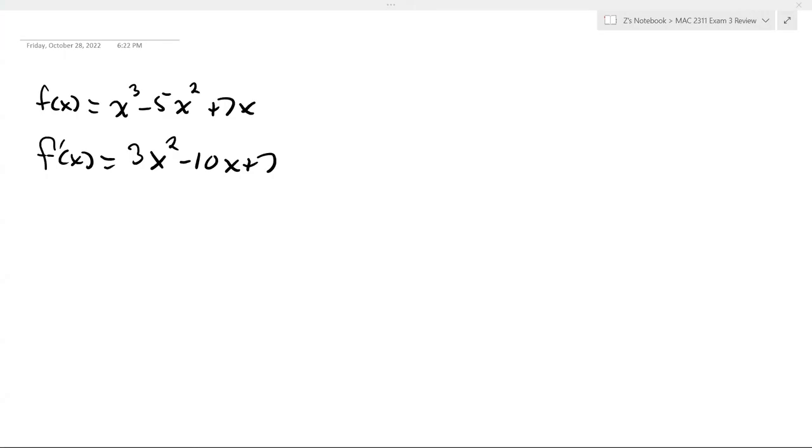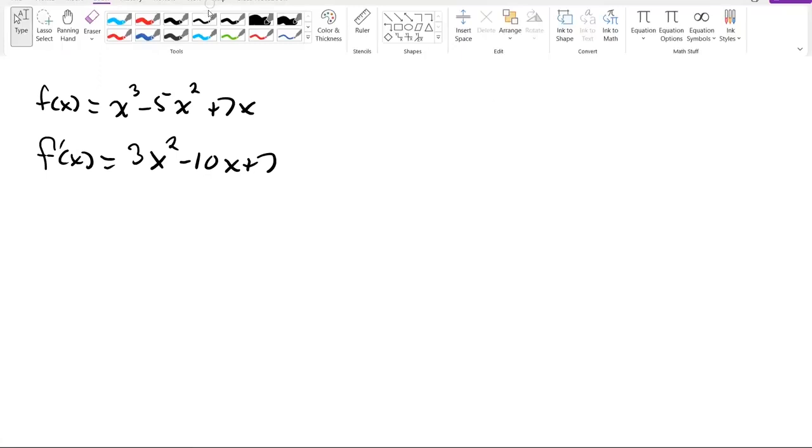So the next thing you're going to be asked to do with this same function, and I copied the function and its derivative here, is to find possible points of inflection. And then after that, we're going to be asked to find open intervals on which the function is concave up and concave down, and to confirm that we have points of inflection. So points of inflection are where a function changes concavity from concave up to concave down.